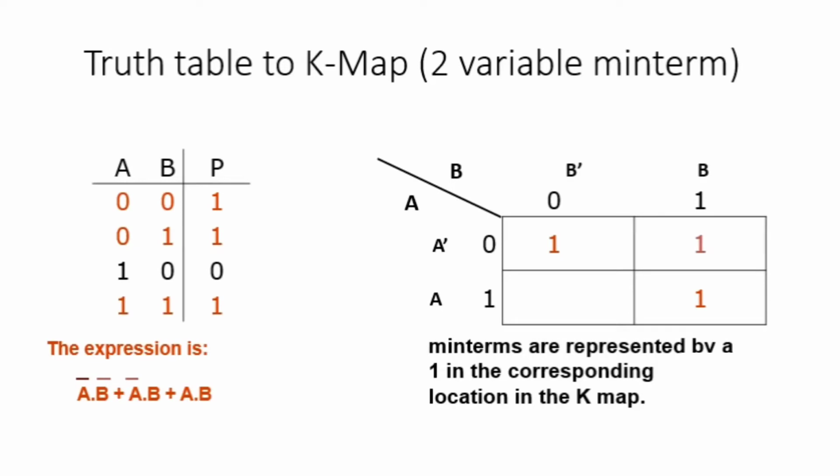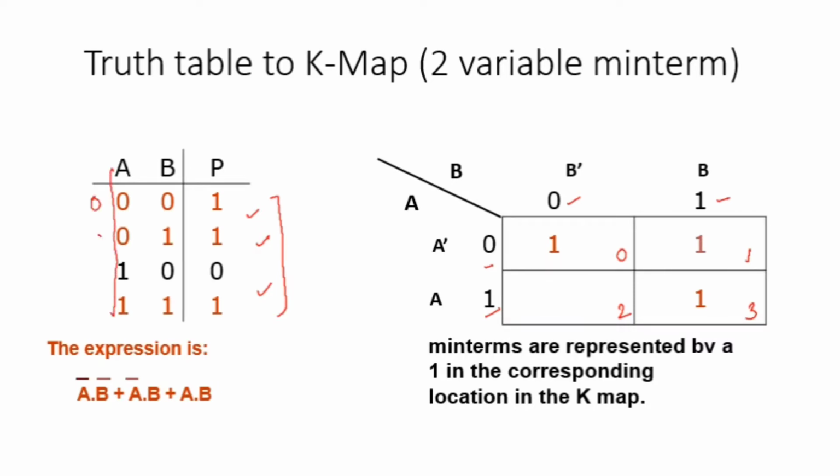So for a two variable problem, we are having two variables A and B, and P is my output. This truth table is telling me that there are three ones. So I have prepared a K-map structure in which A can have two values 0 and 1. Similarly, B can have two values 0 and 1. So I have labeled these cells 0, 1, 2 and 3. Now from here you can see that minterms can be deduced.